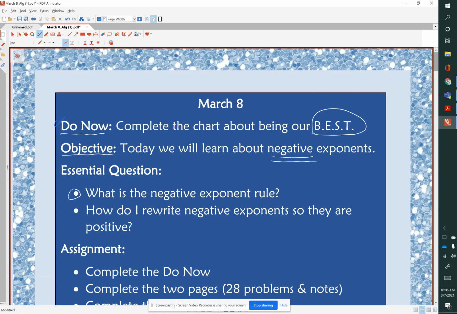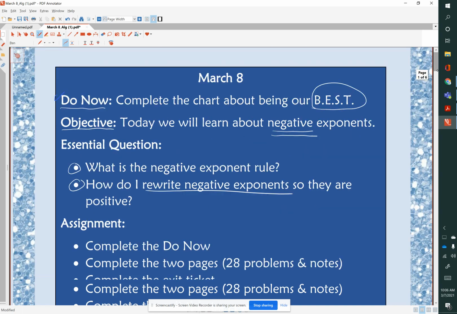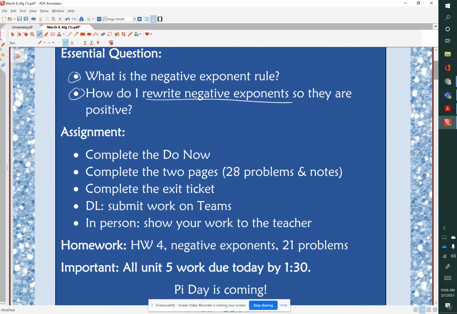In our essential questions: What is the negative exponent rule? And how do I rewrite those negative exponents so that they are positive? Our assignment today will be to complete the do now, complete the 2 pages. There are 28 problems and some notes. Complete the exit ticket. Distance learners must submit their work on Teams.